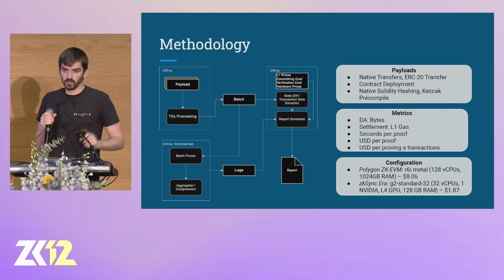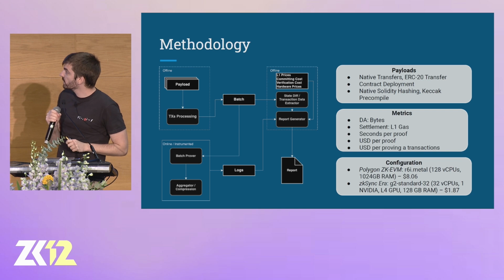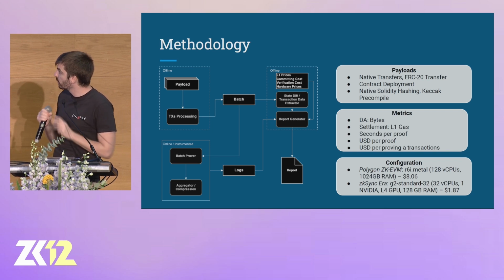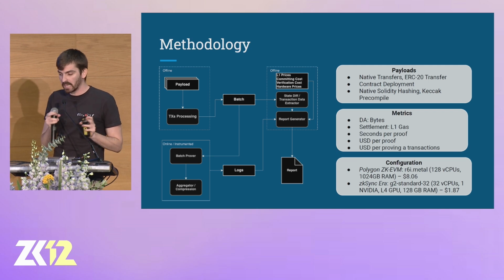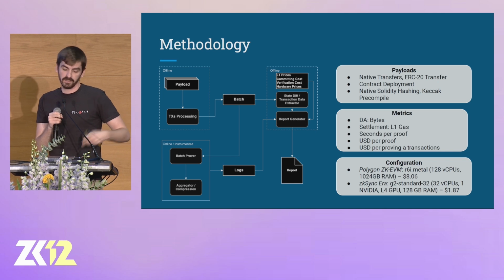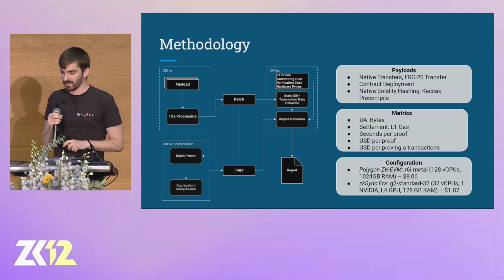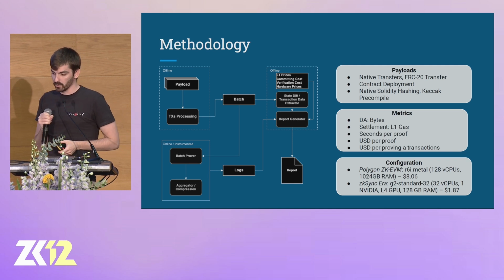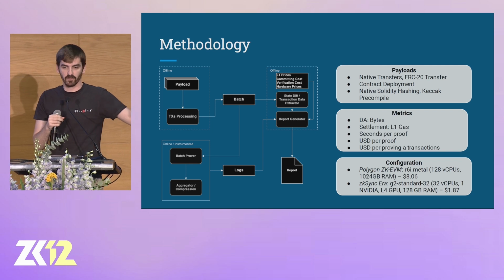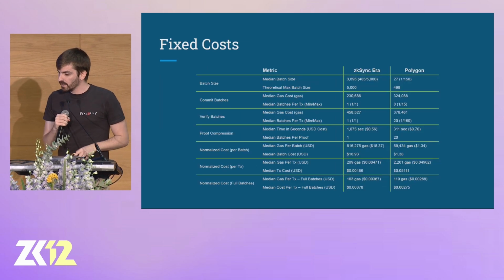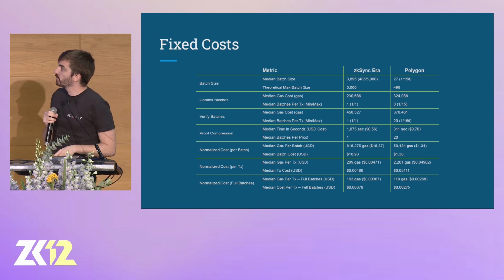And finally, the configuration for both machines is this one. Here I should note that both prices are, not a bit, like 2 or 3, maybe even 5 times more than what Polygon and ZK-Sync Labs are paying, because they have better deals with Google and AWS. We just got a machine for a month, and that was it. So you can bring those costs even lower. So here we break down the fixed costs.